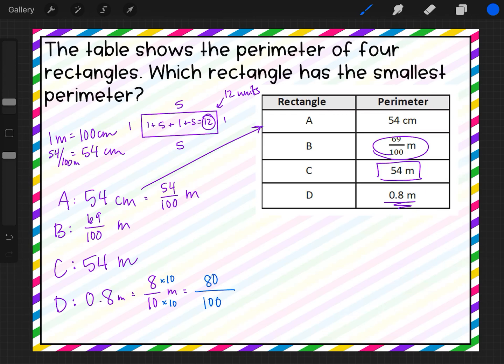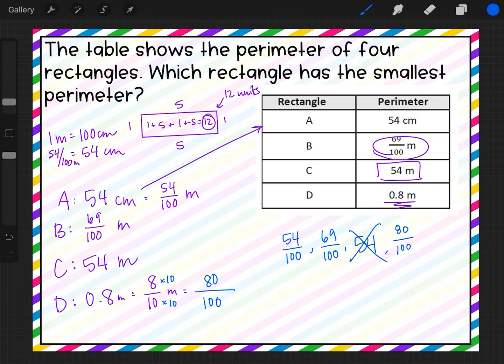Now I look at the 4 numbers that I have actually, and we're going to compare them. 54 hundredths, 69 hundredths, 54, and 80 hundredths. Well, I know that 54 can't be an option because that's so much larger than 1 meter. So now I'm left comparing the ones with my hundredths.